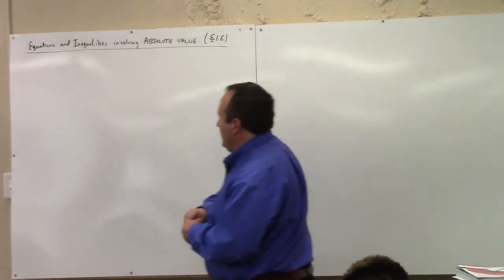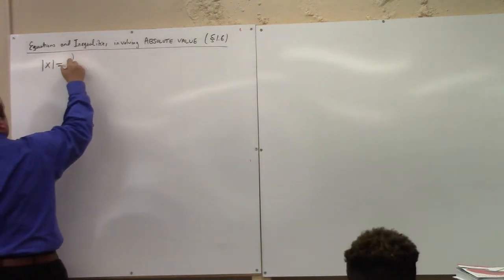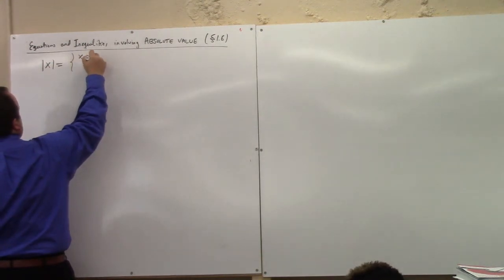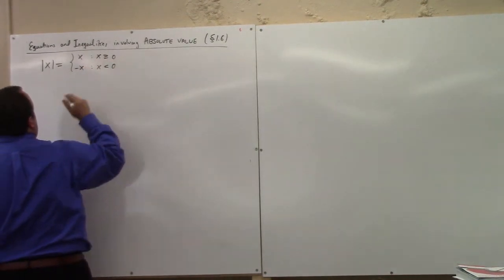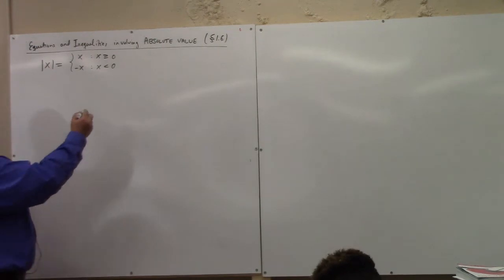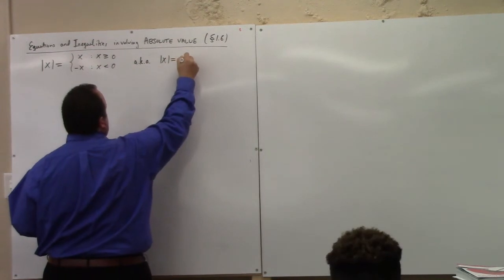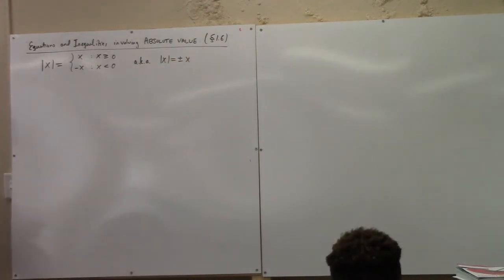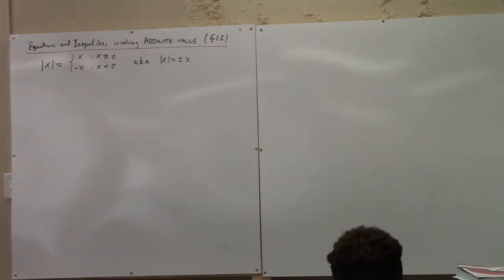So what was the definition of absolute value? You guys remember? Absolute value of x is equal to x if x is greater than or equal to 0, and it's minus x if x is less than 0, right? Now, if you want a quick statement of that, AKA, absolute value of x is plus or minus x. Which one you do, plus or minus, depends on whether x is positive or negative. But absolute value of x is plus or minus x. Them's your choices.